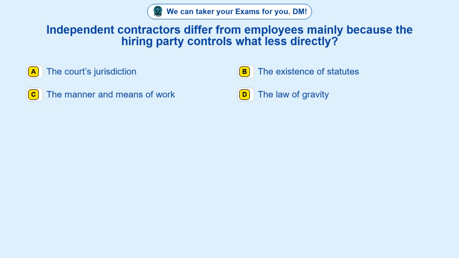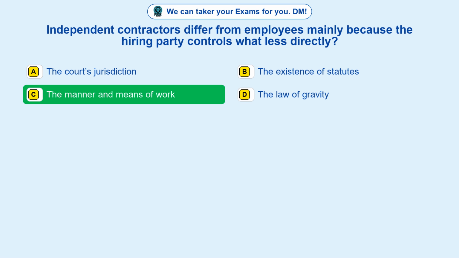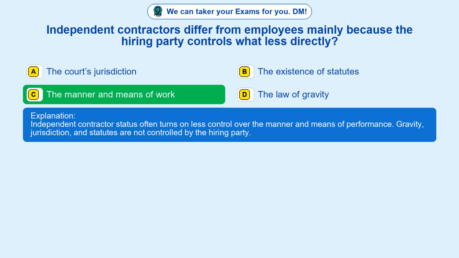Question 67. Independent contractors differ from employees mainly because the hiring party controls what less directly? Option A, the court's jurisdiction. Option B, the existence of statutes. Option C, the manner and means of work. Option D, the law of gravity. The correct answer is option C, the manner and means of work. Independent contractor status often turns on less control over the manner and means of performance. Gravity, jurisdiction, and statutes are not controlled by the hiring party.